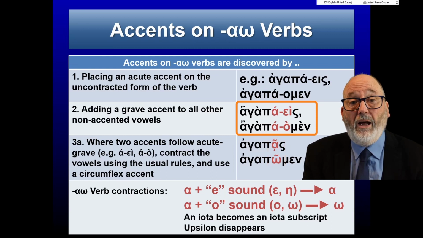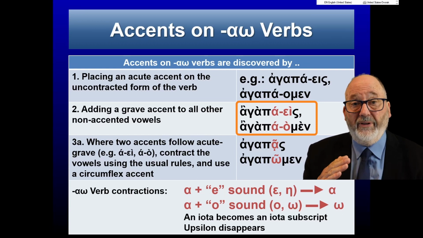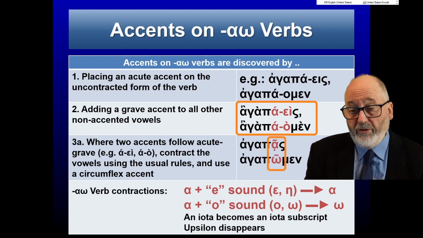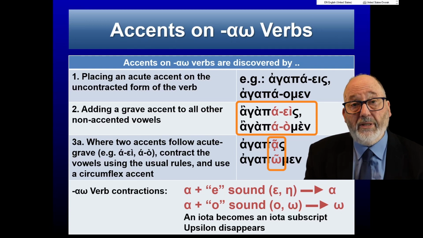With ἀγαπάωμεν, on the other hand, we have a circumflex and a grave. Yes, a circumflex accent will be the result. When we contract alpha and an O sound, the result is an omega. So the end result is ἀγαπῶμεν.